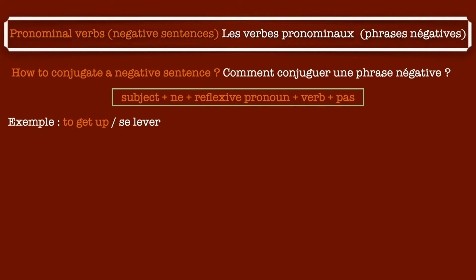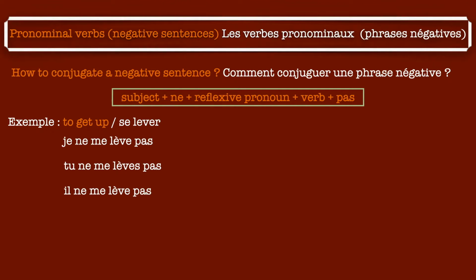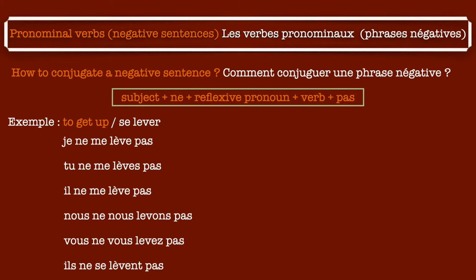So I'm going to show you the conjugation of the verb, to get up in a negative sentence. Je ne me lève pas. I don't get up. This verb is conjugated like in the video about the particular verbs ending by er. What about the next one? Tu ne te lèves pas. Il ne se lève pas. Nous ne nous levons pas. Vous ne vous levez pas. Il ne se lève pas.